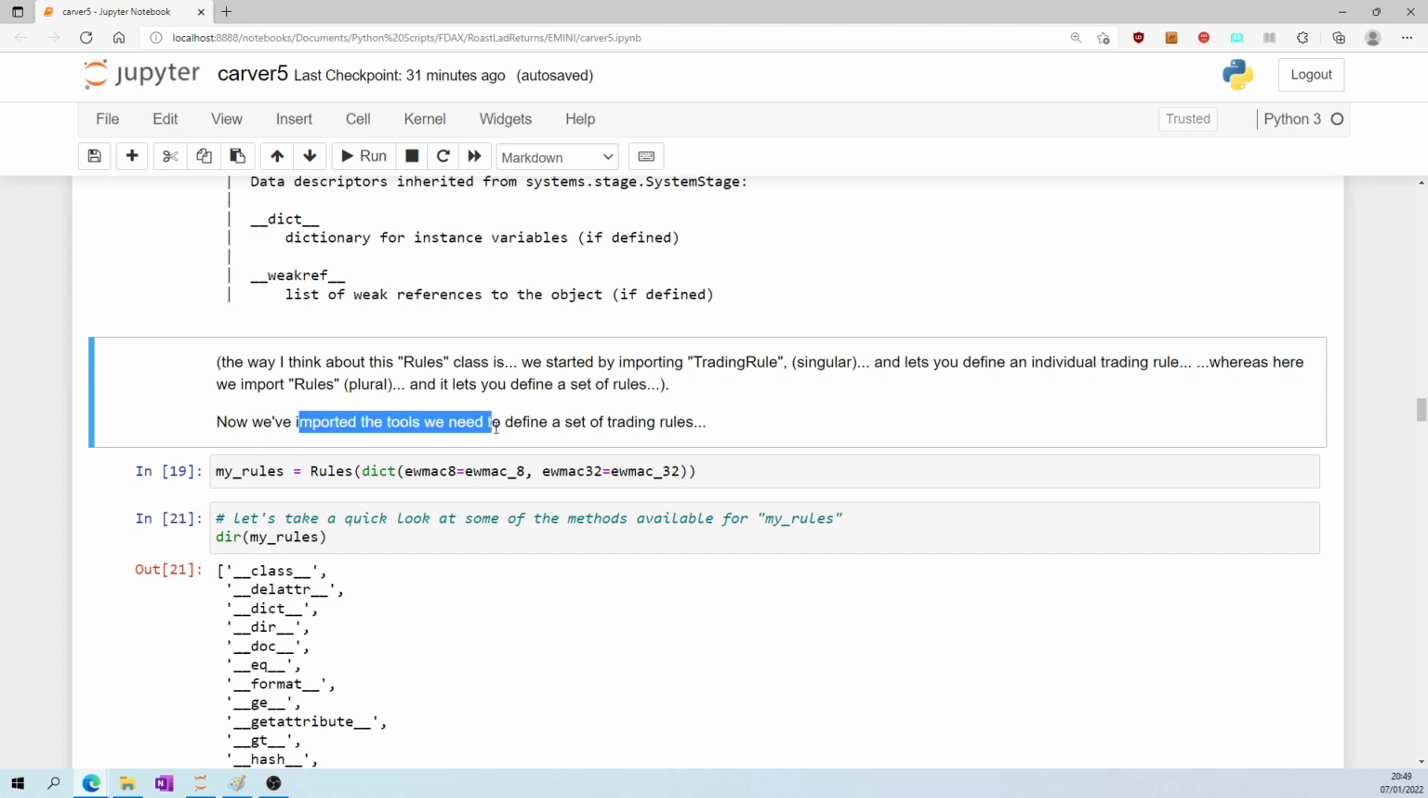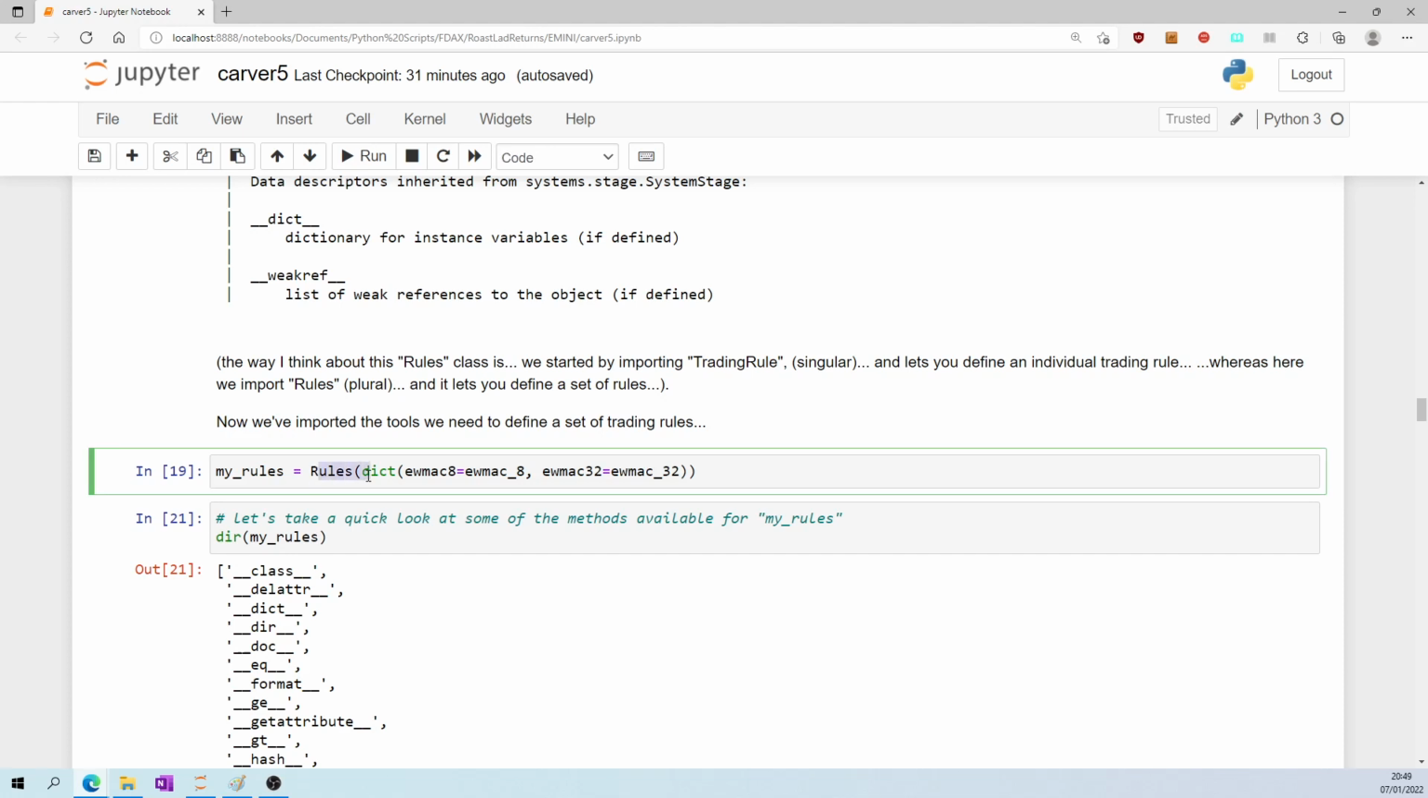So at this point, we have imported the tools we need to define a set of trading rules, and we do so in this line here. My rules is equal to rules, and then we pass this dictionary in which we reference the two trading rules that we individually defined using TradingRule.